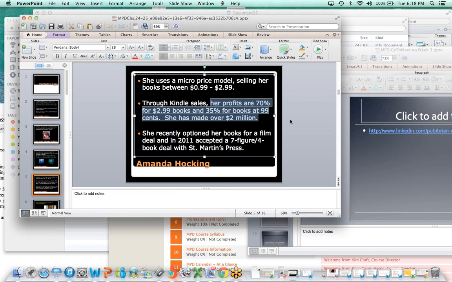But these things kind of change and fluctuate. The point, though, is that a print on demand company will get you a higher percentage of royalties, meaning that you can actually make more money per unit sold, right? And that's basically what Amanda Hawking did.